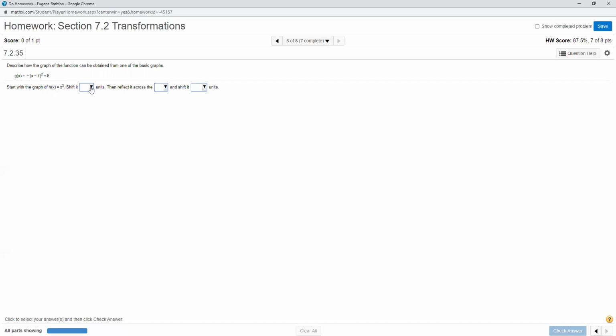So they want me to shift it. We said right 7. Then we're going to reflect it across the x-axis. And then we're going to shift it up 6 units. Okay, so let's go in there and see what your moves are. And then, oh, nice. They didn't want me to even have to graph that one. So let me stop my share now.